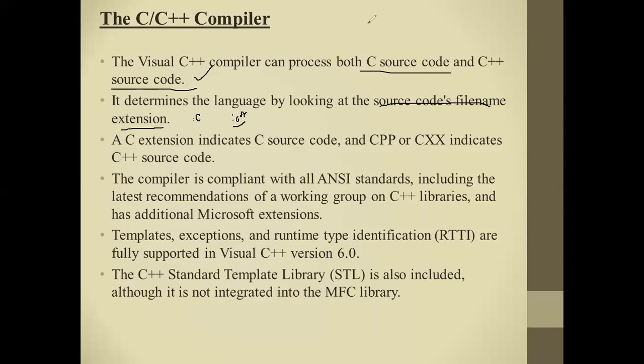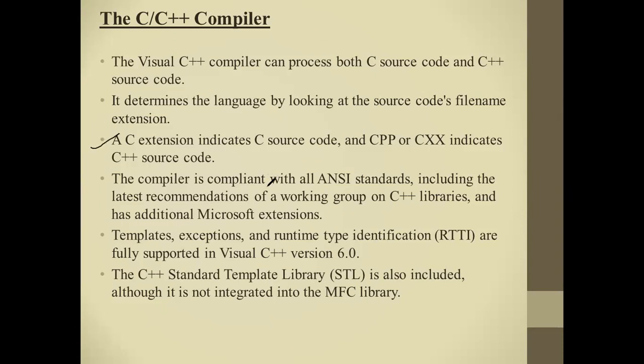Whenever you go for a new project, there will be an option you have to select: which programming language you prefer, whether you are using C or C++. Based on the property selected by the user, the compiler will perform accordingly. The .c extension indicates a C source file, and .cpp or .cxx indicate a C++ source file. You already know these things.